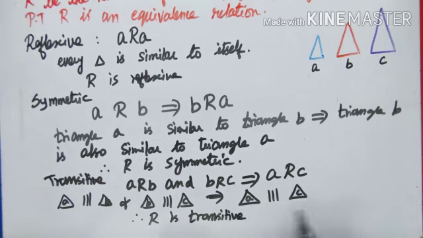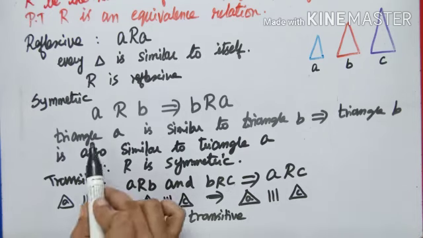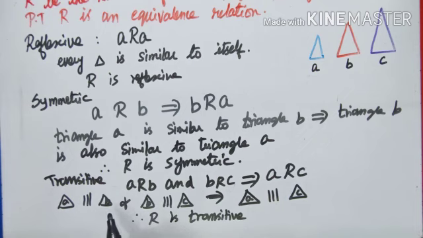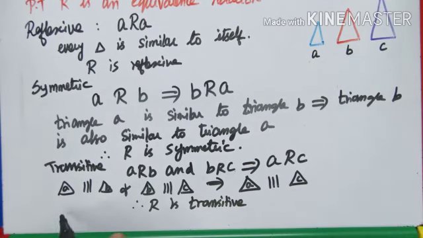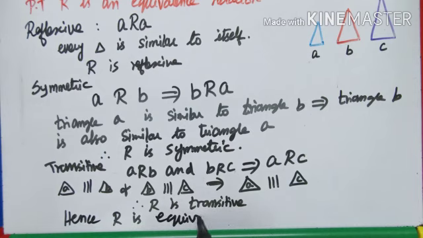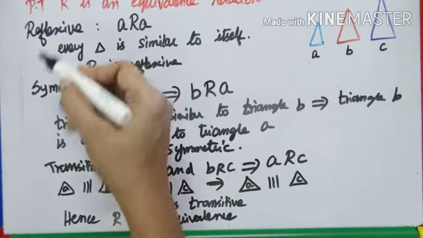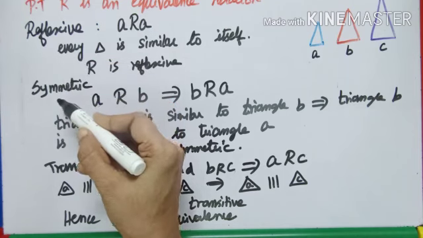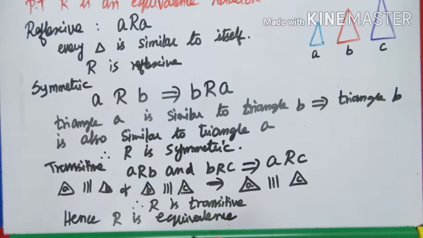So writing this is difficult. You can write in sentences. Triangle A similar to triangle B, triangle B similar to triangle C implies triangle A is similar to triangle C, and therefore R is transitive, and hence I can declare R is an equivalence relation. Why? R satisfies all the three: reflexive, symmetric and transitive. Therefore R is an equivalence relation, and that's the answer.